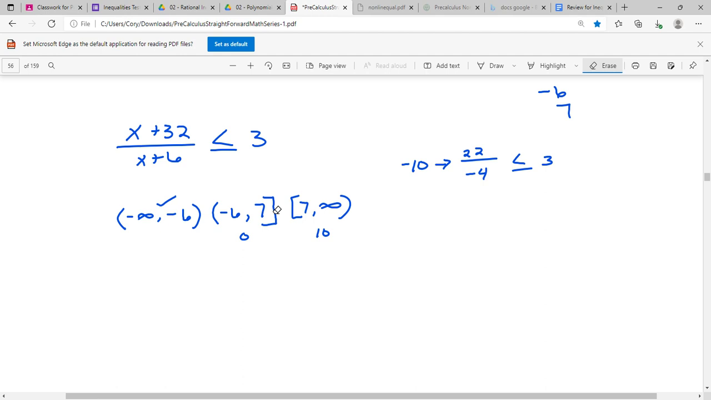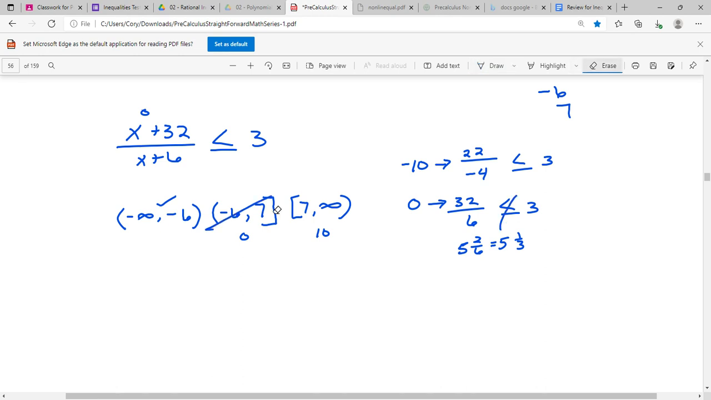Next we're going to try 0. If I had 0 plus 32, that would be 32. And if I had 0 plus 6, that would be 6. Is 32 over 6 less than or equal to 3? Let's see, 32 over 6. 6 times 5 is 30, so that'll be 5 and 2 sixths, which would be 5 and 1/3. Is that less than 3? No, it is not. So that one does not work.